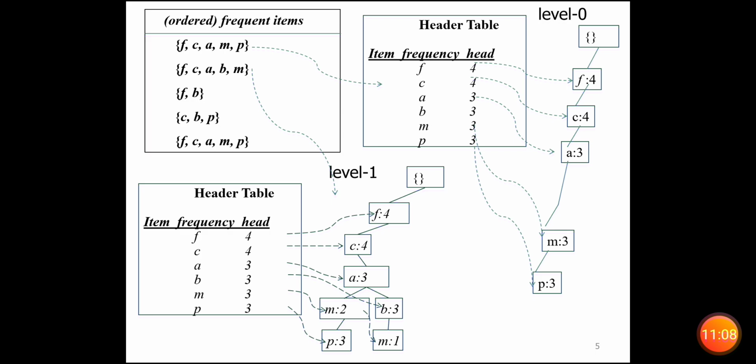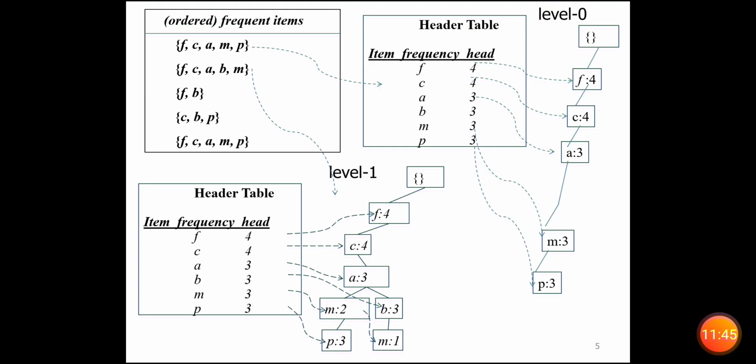Next, level 0, level 1, the same thing here we are going to take. In the ordered frequent items, we will take the second transaction, FCABM. See, from the root node F is available, C is also available, A is also available, then M is also available.